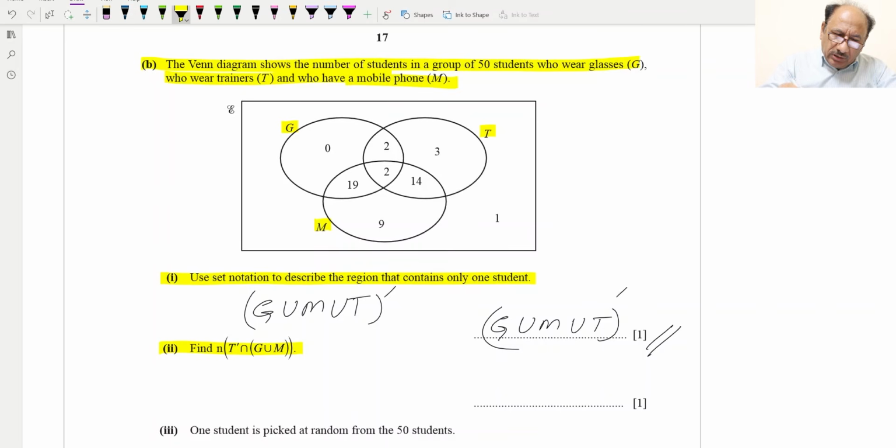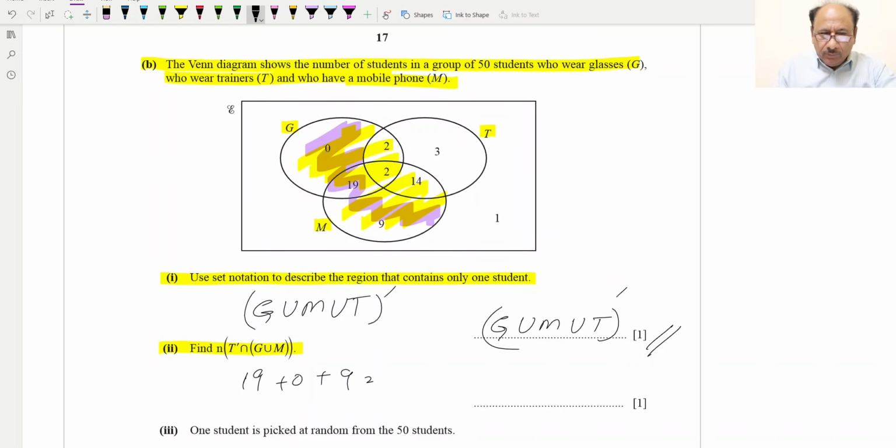Second part, find n of T complement intersection G union M. So G union M will be this portion and M will be this portion, and they're saying intersection with T complement. So whatever is not in T means this portion. So it will be 19, 0 and 9. So we'll add these, 19 plus 0 plus 9, and this will be equal to 28, and 28 will be the answer for 1 mark. Hopefully you understood this.